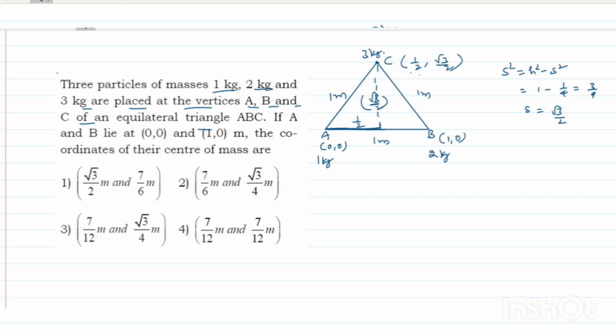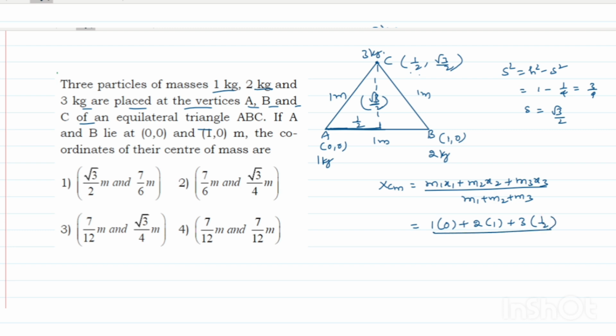Now the coordinates of the center of mass, students. XCM equals m1 x1 plus m2 x2 plus m3 x3 by m1 plus m2 plus m3, which is 1 times 0, plus 2 times 1, plus 3 times 1 by 2, divided by the total mass 1 plus 2 plus 3, which is 6. Simplifying, 2 plus 3 by 2 by 6 gives 7 by 2 by 6, which is 7 by 12. This is XCM, students.